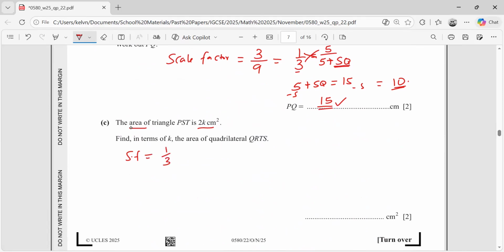Now, when it comes to area, we're going to adjust the scale factor to have something called area scale factor. To get an area scale factor from the linear or the normal scale factor, we just need to square the linear scale factor. So this is 1/9, because 1 times 1 is 1, 3 times 3 is 9. So the area scale factor is 1/9.